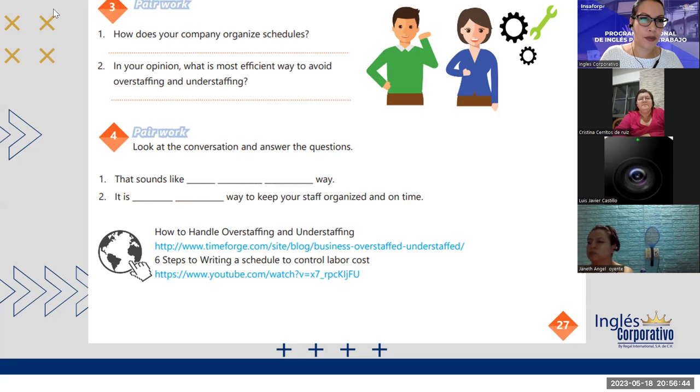Any other question? Okay, yes, it is related to the conversation. Está relacionado, están hablando de cómo se organizan los horarios. La forma más eficiente de organizarlos para evitar quedar corto o, dependiendo cómo sea, tal vez demasiada gente o muy corto. So in this case, it's your personal opinion about this. What do you think? Or in your personal case, for example, how does your company organize schedules?